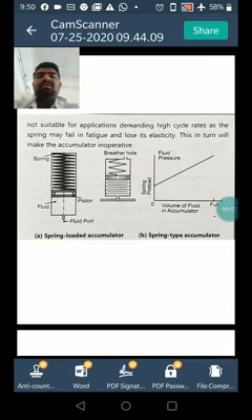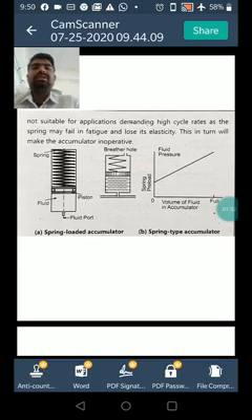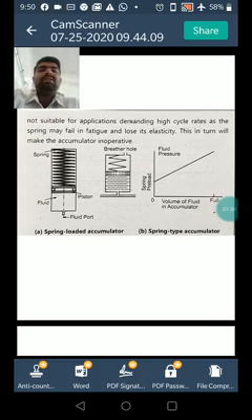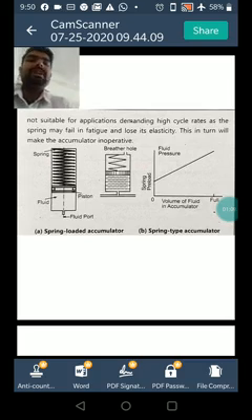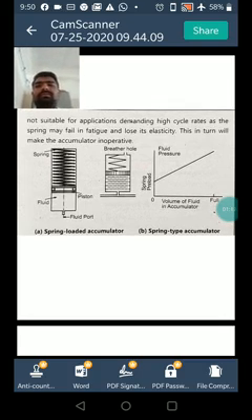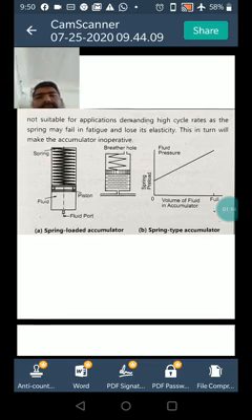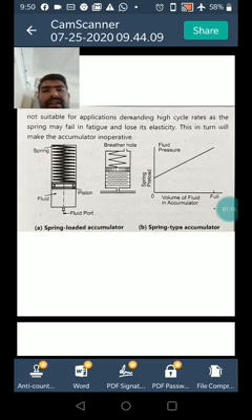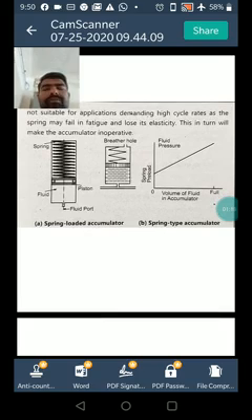Hence, for high pressure situations, these accumulators are somewhat heavy. This type of accumulator is not suitable for applications demanding a high cycle rate, as the spring may fail. The spring may fail in fatigue and loss of elasticity. This in turn makes the accumulator inoperative.